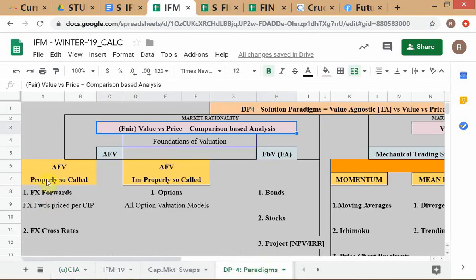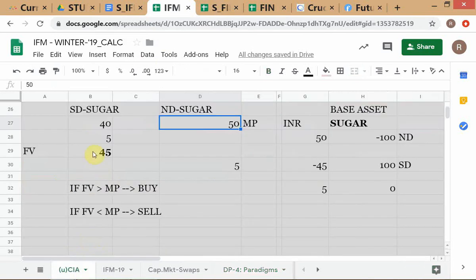What you have used is actually this method, pure arbitrage-free valuation. We'll explain now a little bit more in contrast to option prices. You have actually used this method to compute the fair value, and you came out with a synthetic fair value of 45 rupees.